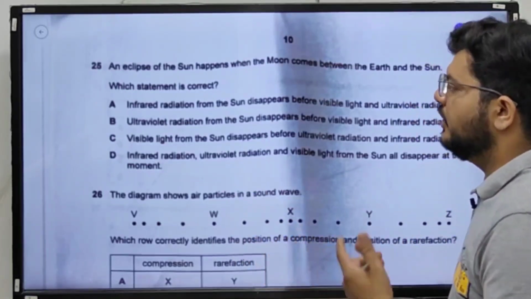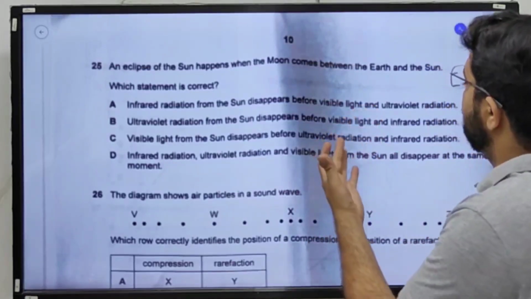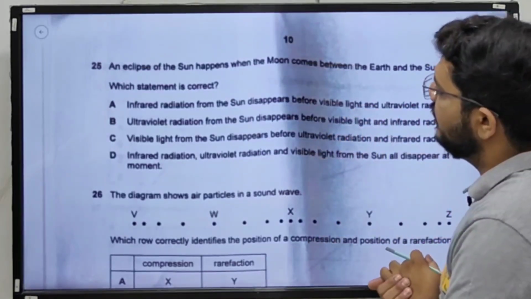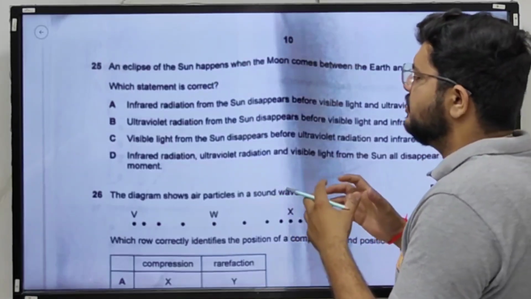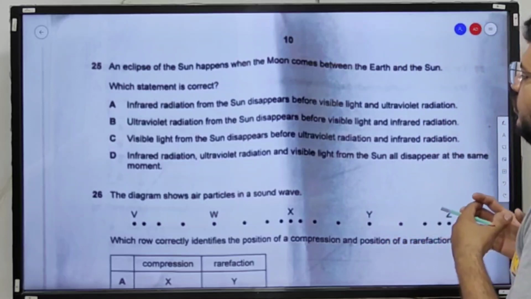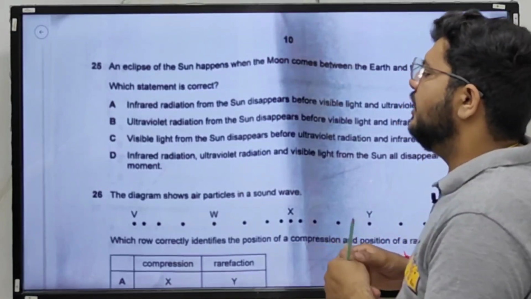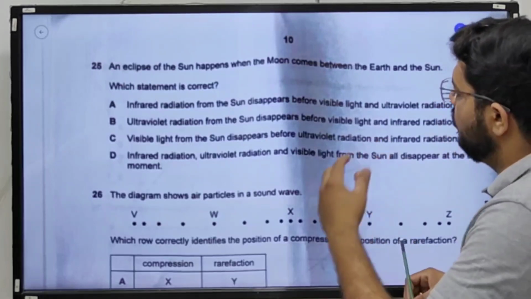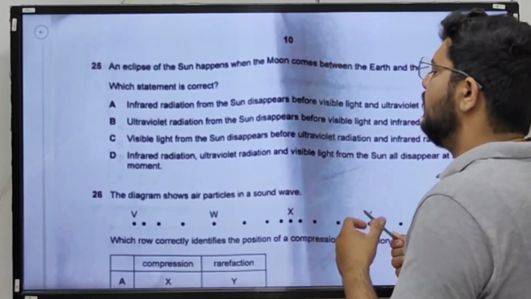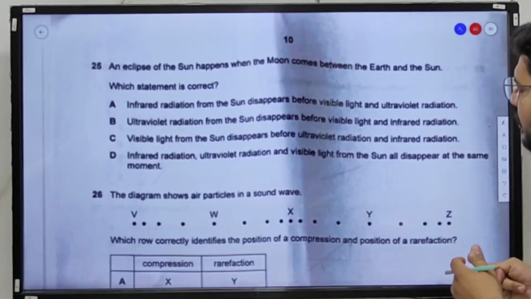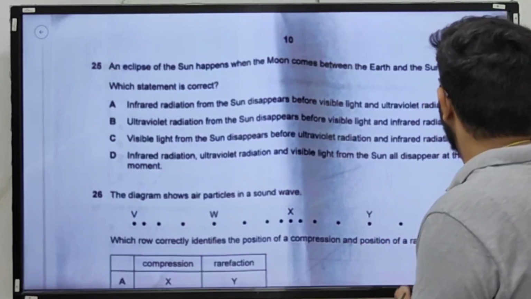Which statement is correct? Infrared radiation from the sun disappears before visible light and ultraviolet light. Ultraviolet radiation from the sun disappears before visible light and infrared. Visible light from the sun disappears before ultraviolet and infrared. Infrared radiation, ultraviolet radiation and visible light from the sun all disappear at the same time.